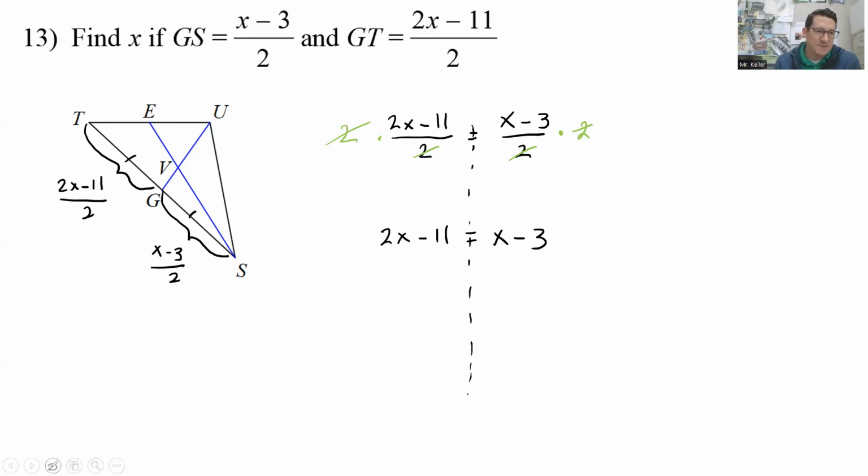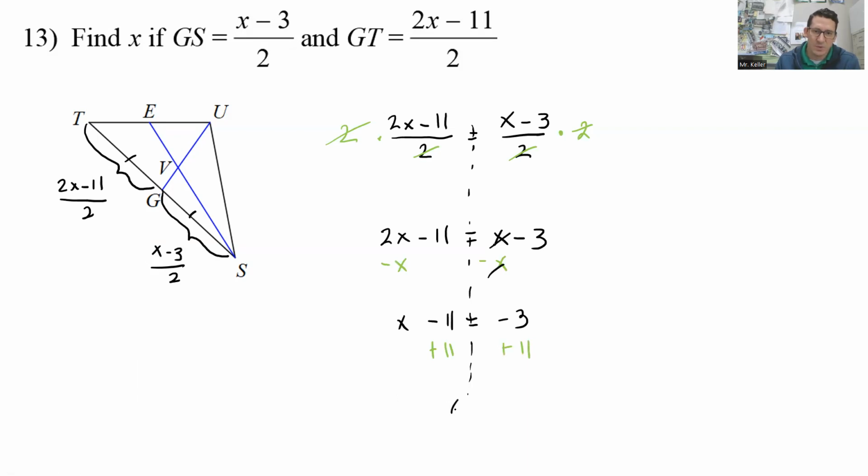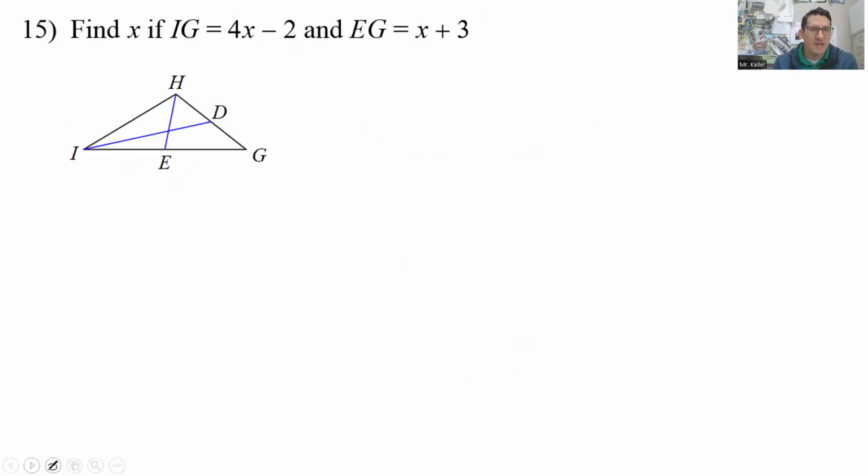I want the x's on the same side of the equation, so I'm going to eliminate the x over here. I'm going to subtract x from both sides. Make sure you subtract it from its like term. 2x minus x is just 1x, or x is just fine. X minus x cancels out. Just left with -3 on the right side there. And then I'm going to add 11 to both sides. You get x is equal to 8. Done. All right. Next.